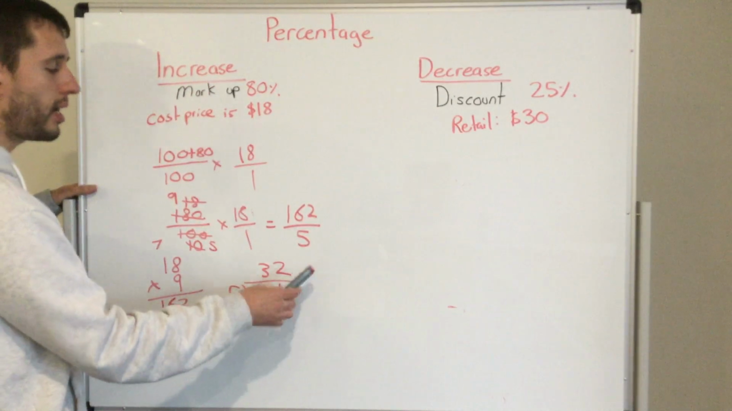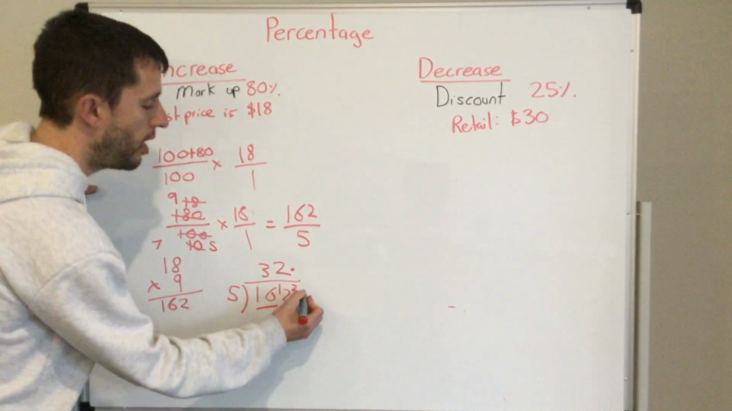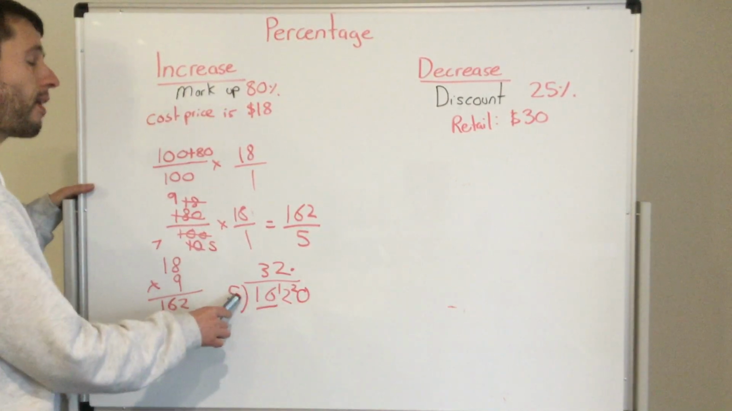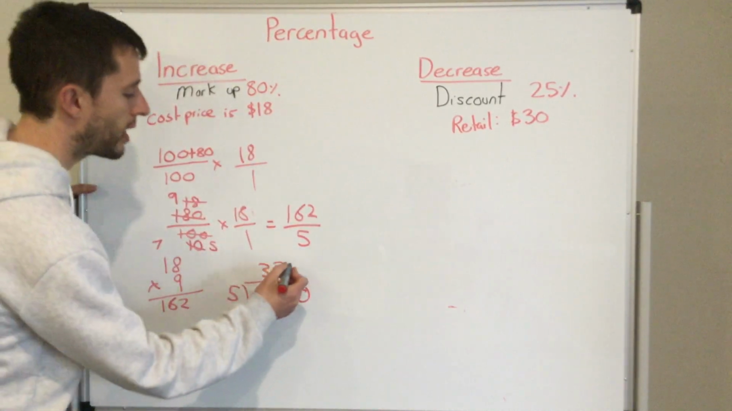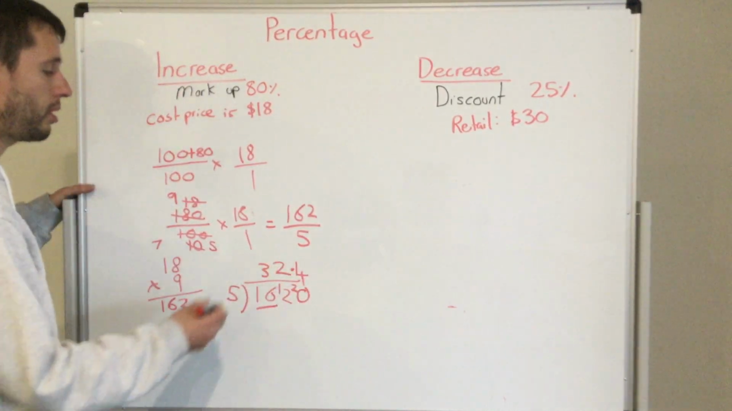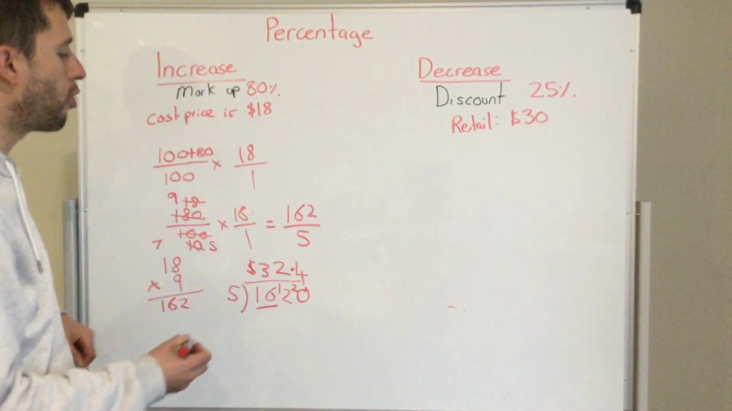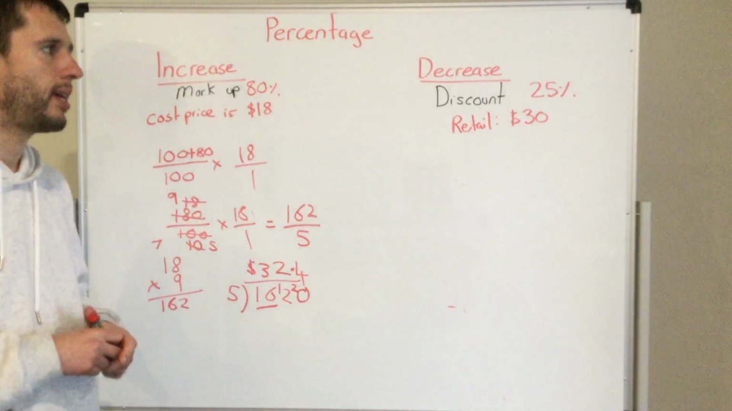Now, because there's nothing here, that means I'm going into a decimal. So I must put a decimal point before I put the 0 down. Now I've got 20 tenths and I'm sharing with 5 people. 5, 10, 15, 20. Each person gets 4. So it becomes $32.40 is my markup when it's 80%.